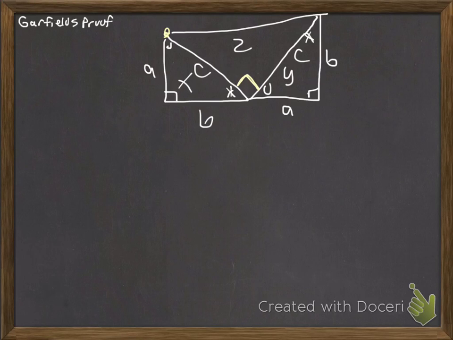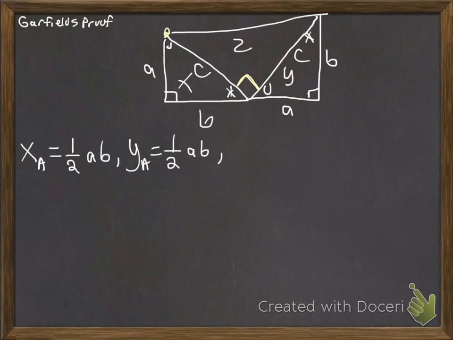Well, that's very easy because how do you find the area of a triangle? Base times height divided by 2, or half base times height. So the area of triangle X is half times A times B. The area of triangle Y is A times B again, base times height, times a half. And then triangle Z is C times C, aka C squared, times a half.